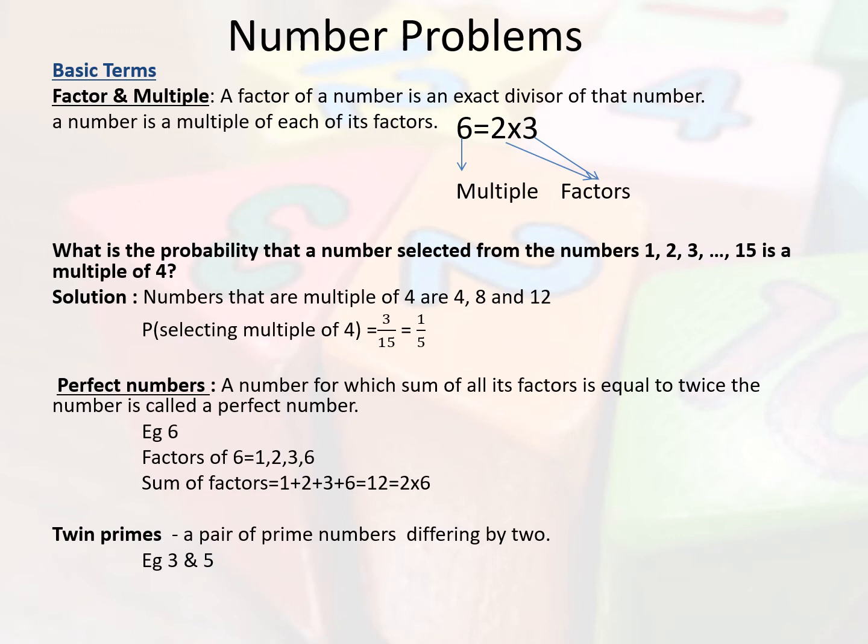Next definition is perfect numbers: a number for which the sum of all its factors is equal to twice the number. Again, I have taken the example of 6. I have taken its factors, and the sum of the factors is coming out to be 12, which can be written as twice the number, that is twice of 6. Next is twin primes. Twin primes are those pairs of prime numbers which differ by 2. See, here we have two things: the difference should be 2 and these should be prime numbers. That is why the definition is twin primes.